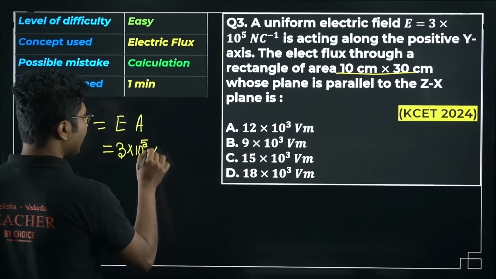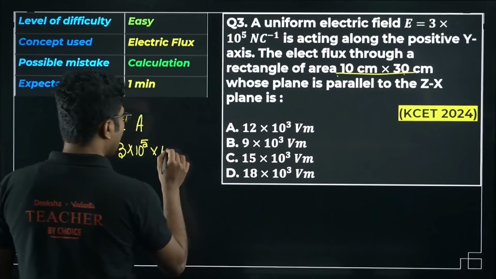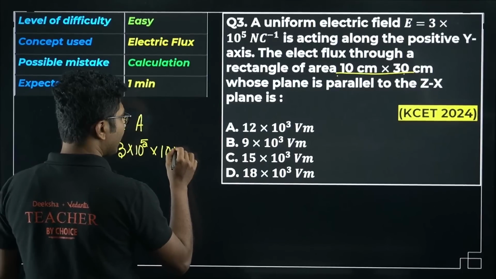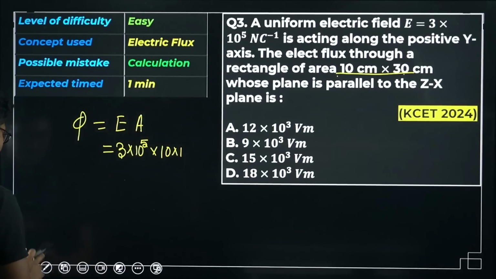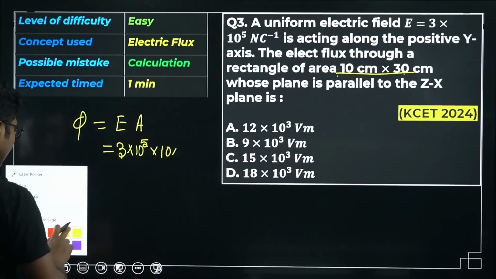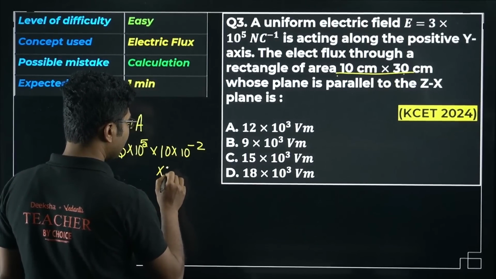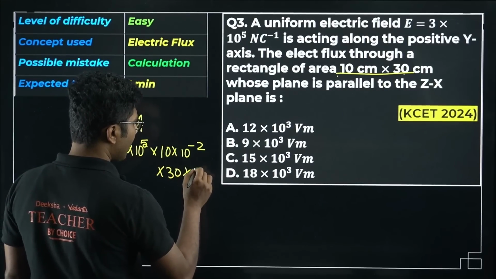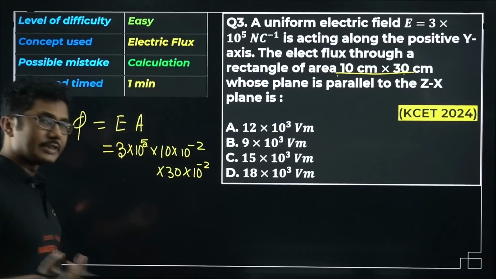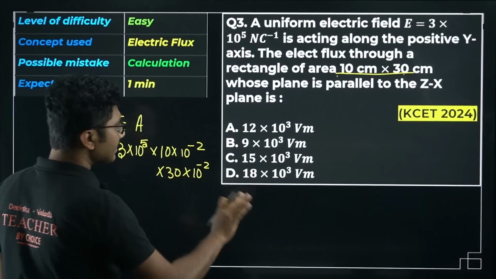Okay, and then you have 10 centimeter into 30 centimeter. But once you convert it into meter, both will have 10 to the power of minus 2 associated with it. Okay, so 10 into 10 to the power of minus 2 meters into 30 into 10 to the power of minus 2 meters. So this is what you have to remember to solve this question.